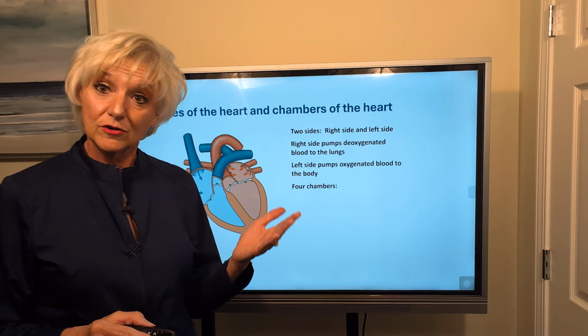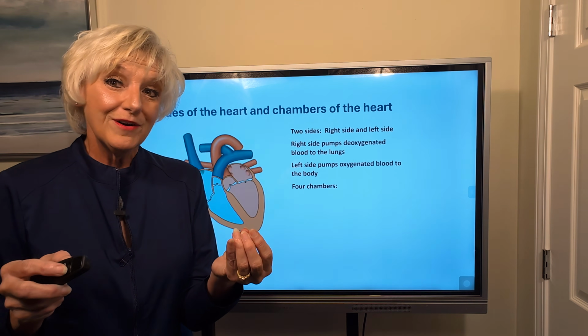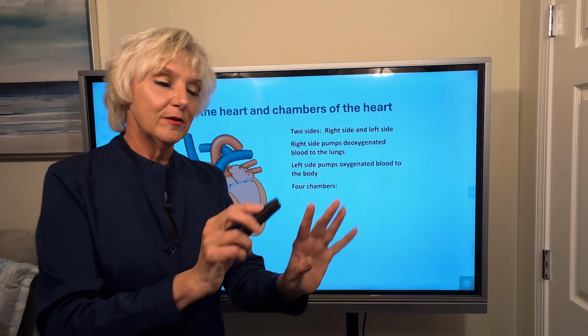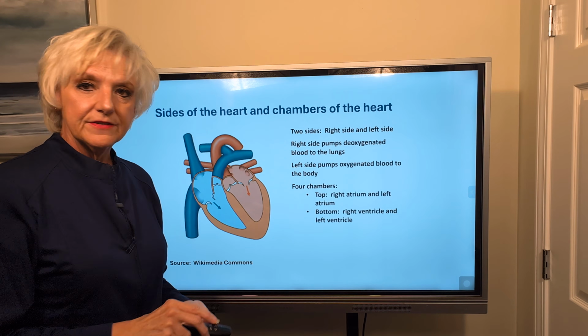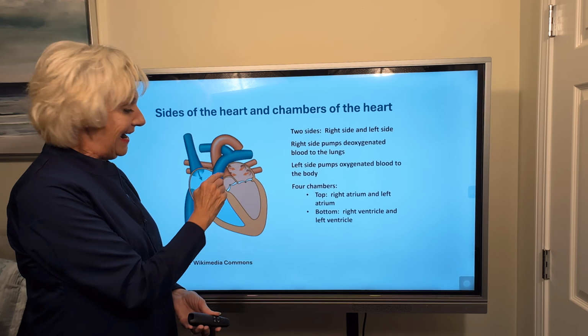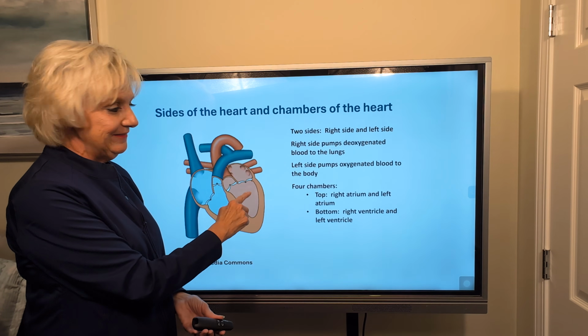Now the heart has four chambers, or four Tupperware containers, if you will, that are going to fill up with blood and then release their blood. The four chambers are, at the top, you have the right atrium and the left atrium, and at the bottom, you have the right ventricle and the left ventricle.